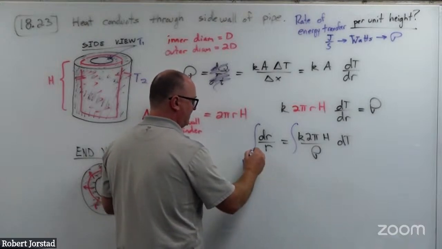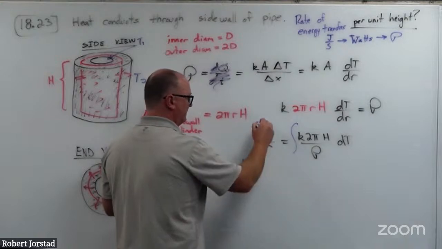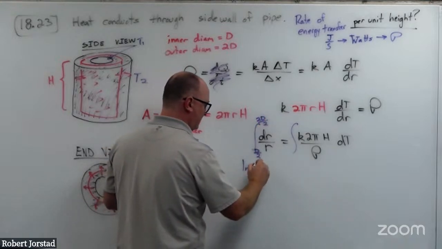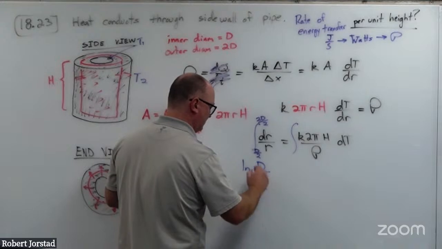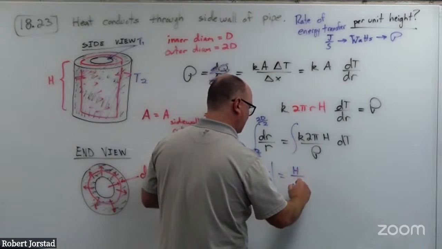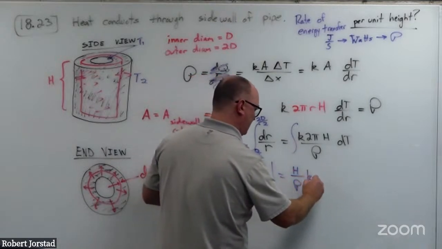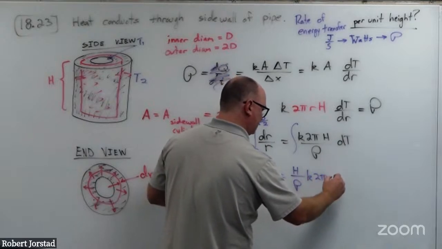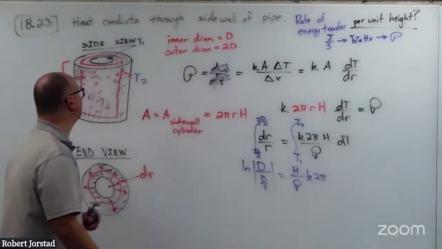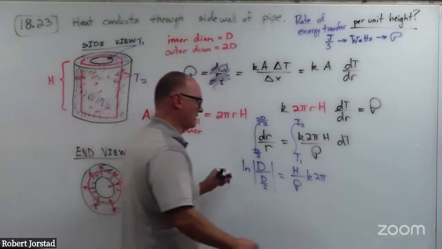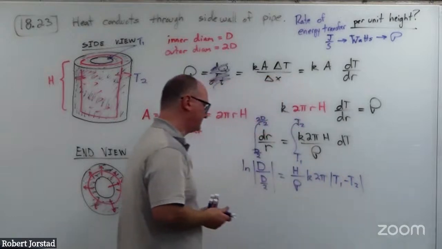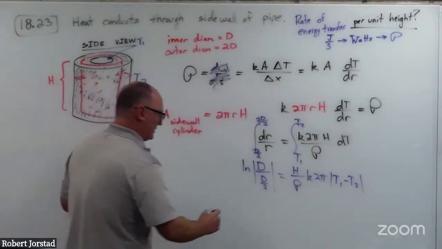Then we can stick in the limits. This is from diameter over 2 to 2d over 2, so that would be d over 2 on this side when you do the integral. On this side, what do you get? k 2 pi h over the power, and this is from T1 to T2. We're assuming T1 was warmer, so that would be T1 minus T2. Notice we get a logarithm here.